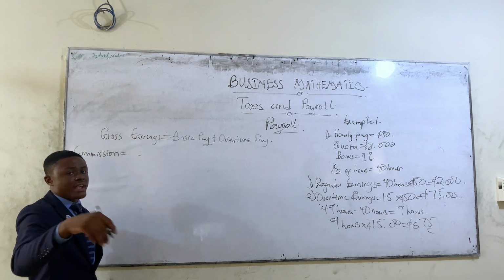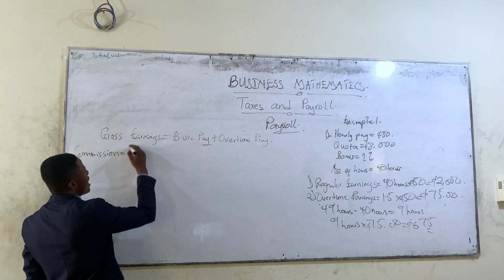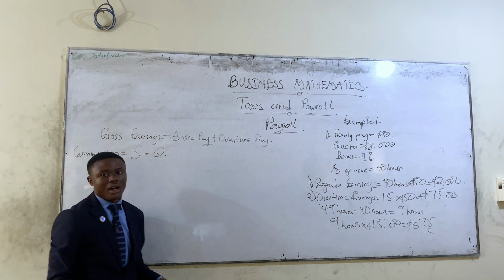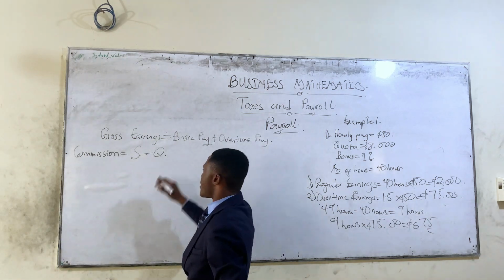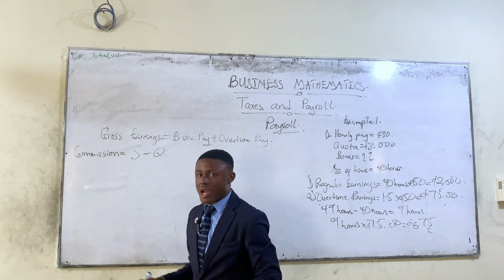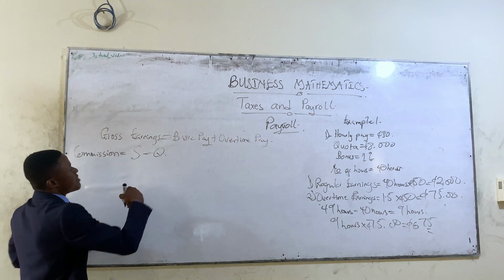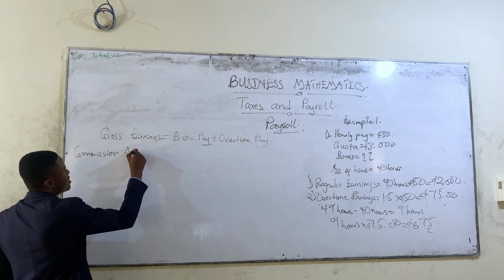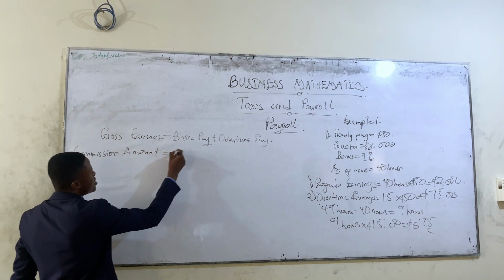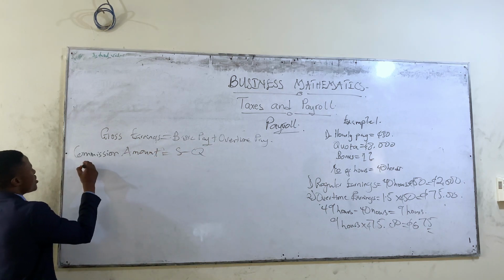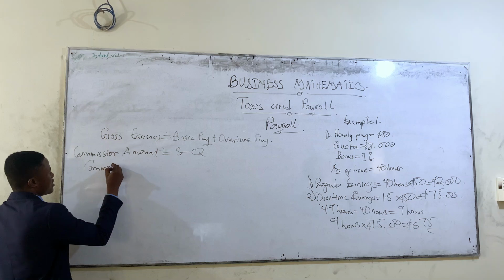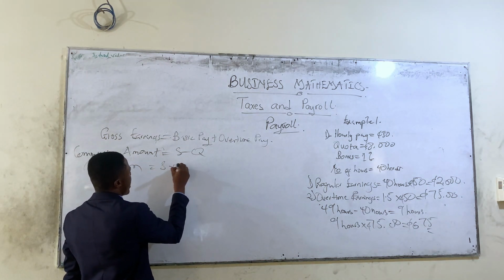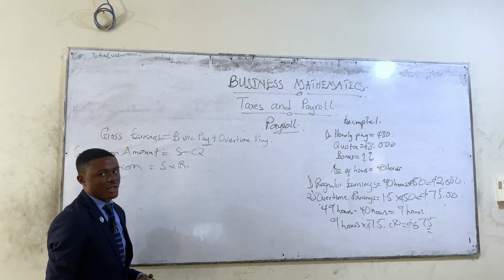Since you were given a quota, you have to get sales minus quota. Are we good? Great. So you are finding commission amounts, and we know that commission is sales times rate.